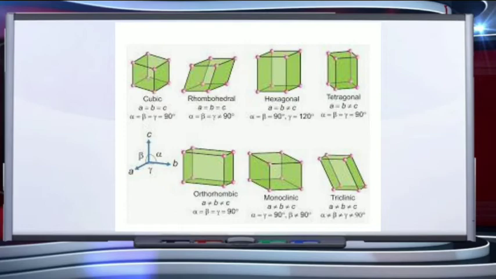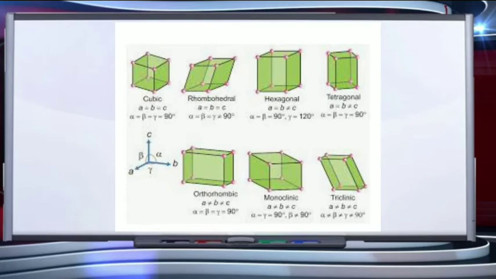As a result, cubic displays 3 possible variations: primitive, body-centered and face-centered, where all sides are of the same length and angles between faces are of 90 degrees. In case of tetragonal, there are 2 possible lattices, primitive and body-centered, where one side is different in length to the other and the angles between faces are of 90 degrees.